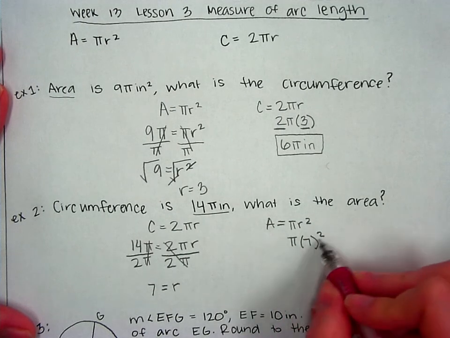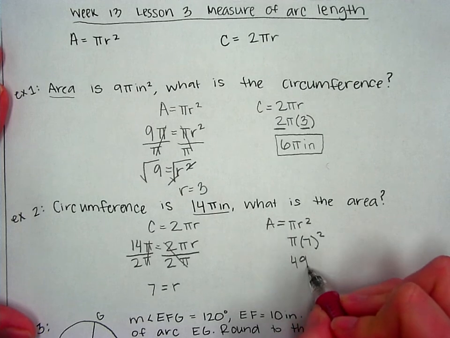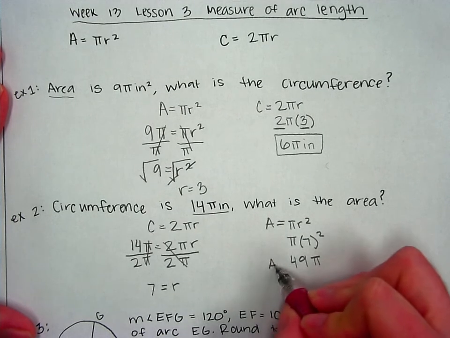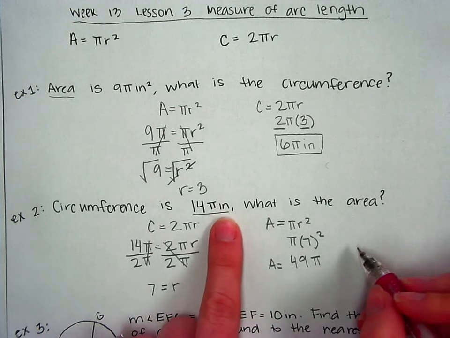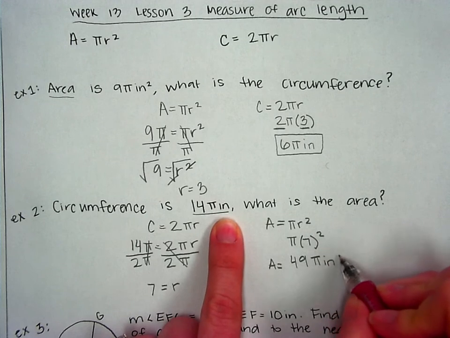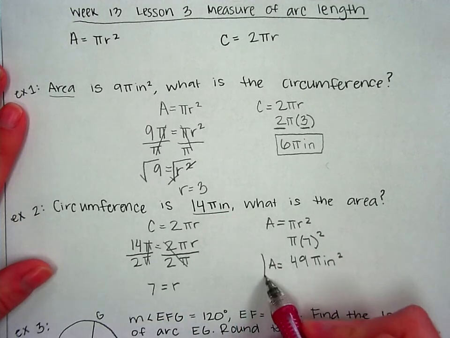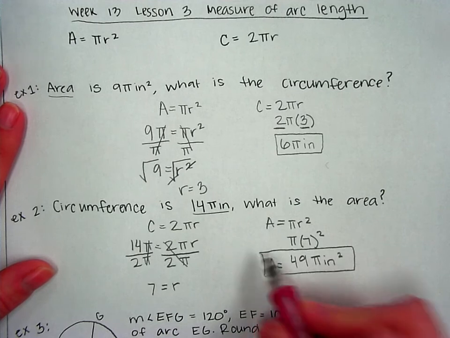So 7 times 7, 7 squared is 49. So the area is 49 pi. I'm going to look to see what units they use. They use inches, and area is going to be squared. So it's 49 pi inches squared.